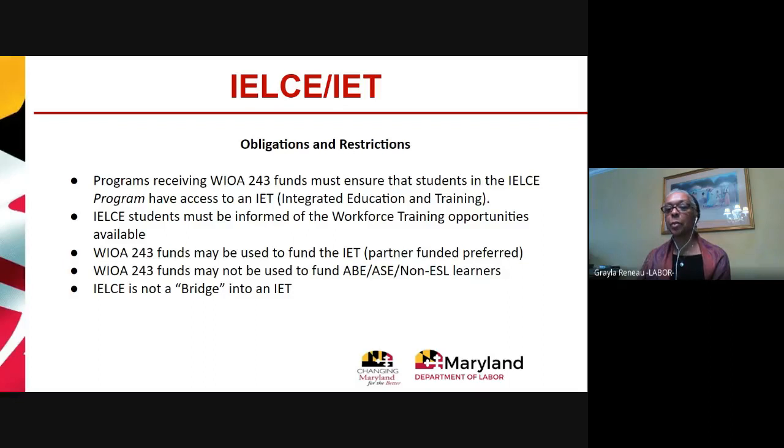IELCE also is not a bridge into the IET. So in some of the proposals, it appeared that there was a little bit of confusion about IELCE leading into an IET. It is its own separate component and therefore is not considered a bridge into an IET. And I know that some of you in your colleges or in your programs refer to these as bridge classes, and that's fine. We understand that you all have your own titles within your organization that must be met, but we want to make sure that you understand that IELCE does not bridge a learner into an IET.